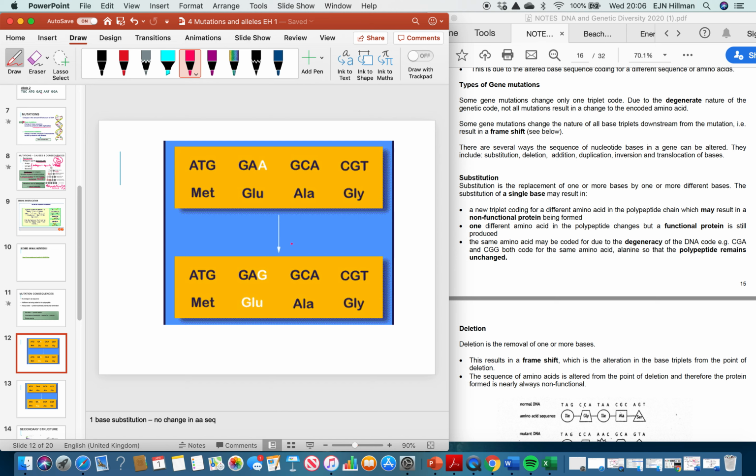Okay, so I'm actually going to look at this last bullet point first here. So here we have a sequence of nucleotide bases. This is the original sequence, and this is the mutated version. We can see here that this adenine has been substituted by guanine. So here we have the amino acids that are coded for, methionine.